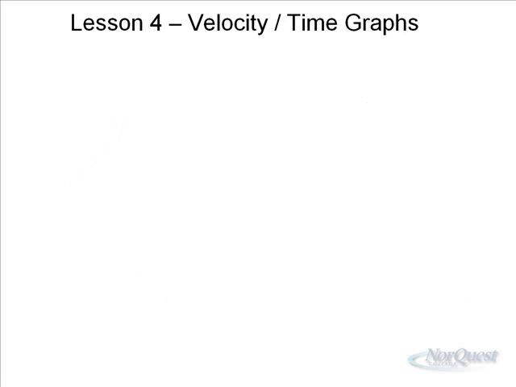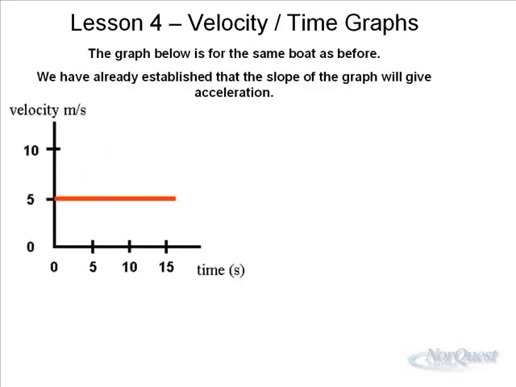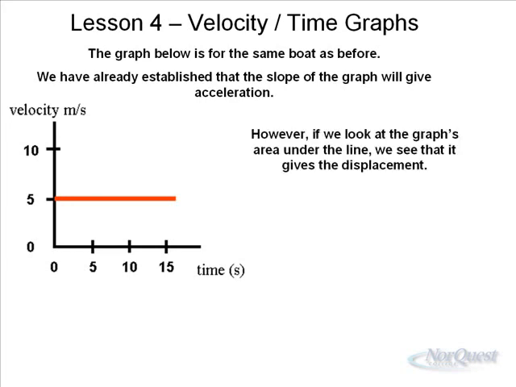So looking further into velocity time graphs, we have the graph below, which is exactly the same as the one on the previous slide. We've already established that the slope of the graph gives you acceleration. However, if we look at the graph's area under the line, and that means between the red line and the x-axis, we can see that it gives the displacement.